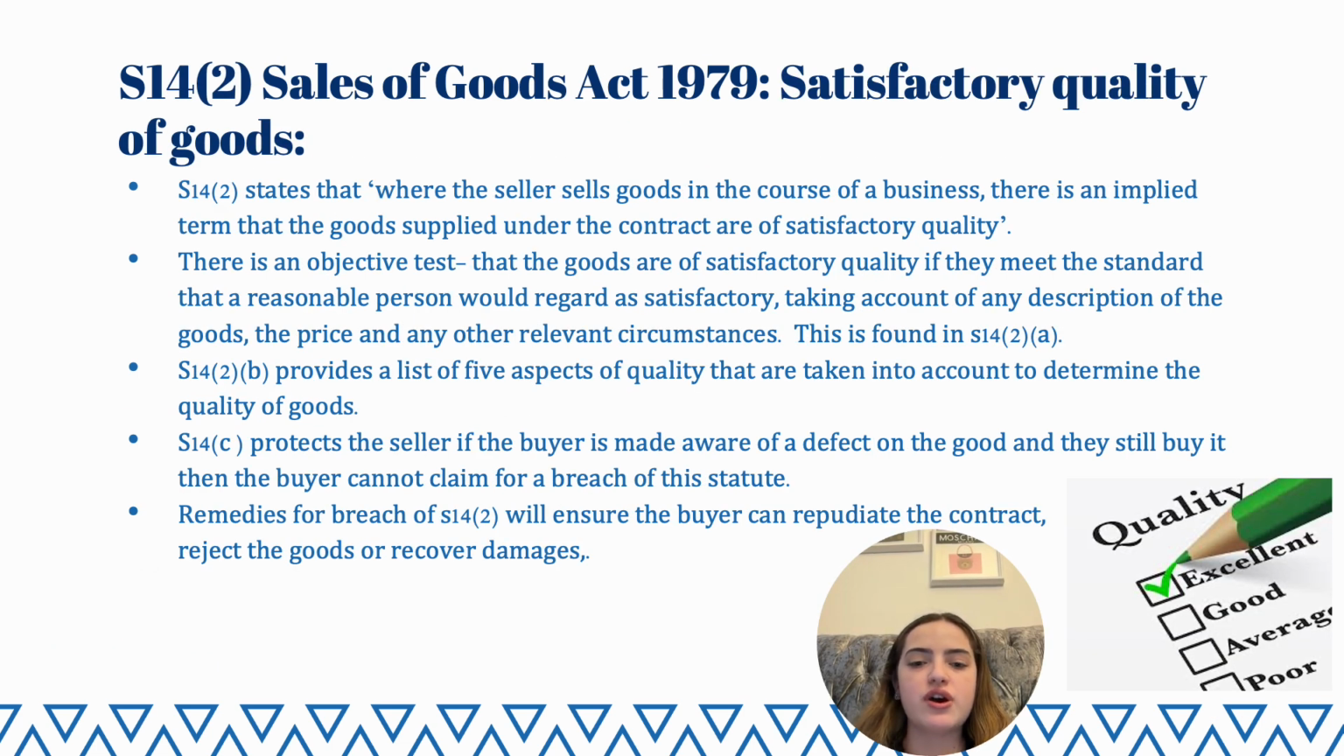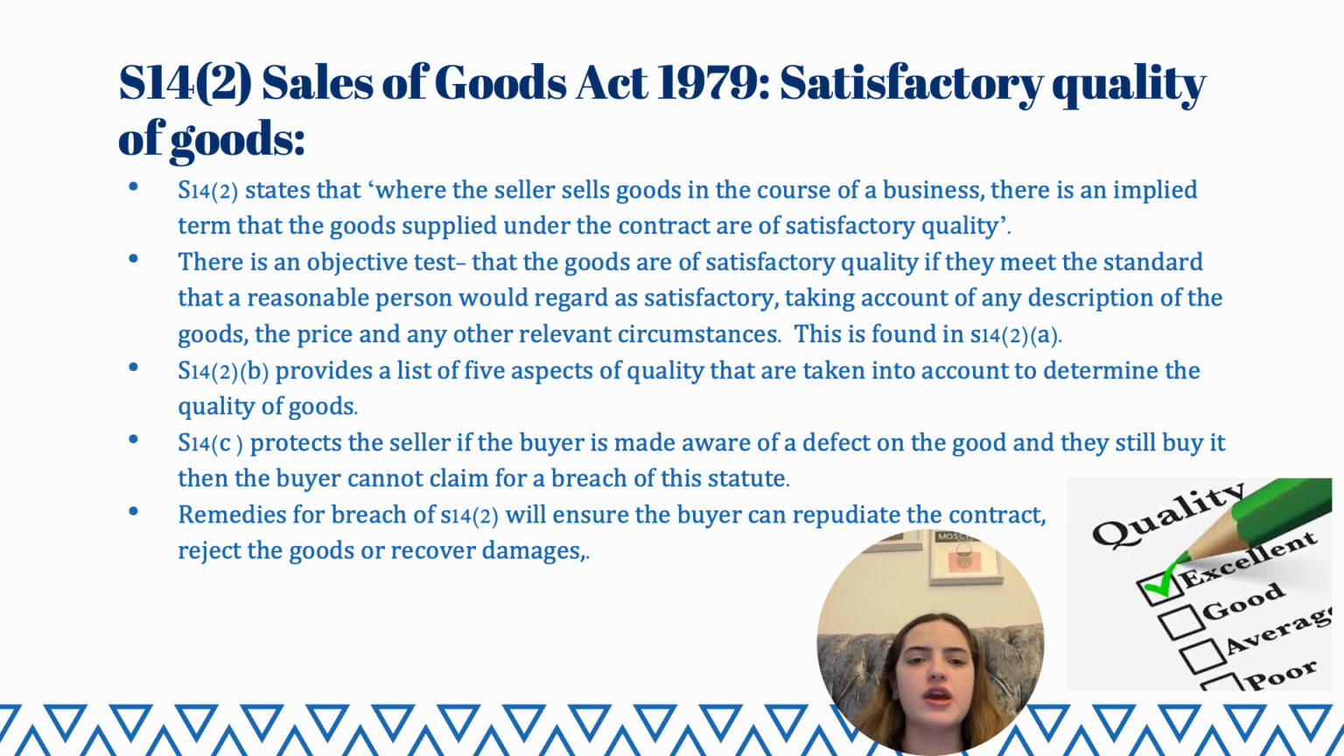Section 14.2 covers satisfactory quality of goods. It states that when the seller sells goods in the course of a business, there is an implied term that the goods supplied under the contract are of satisfactory quality. This requires goods to be of merchantable quality. The case of Henry Kendall and Sons versus William Lillico and Sons Limited is an example where this was not breached. There is an objective test for whether the goods are of satisfactory quality. If they meet the standard of a reasonable person, they are regarded as satisfactory, taking account of any description of the goods, the price, and any other relevant circumstances.